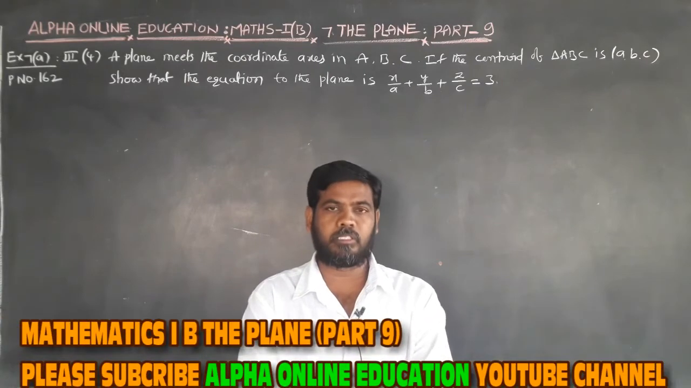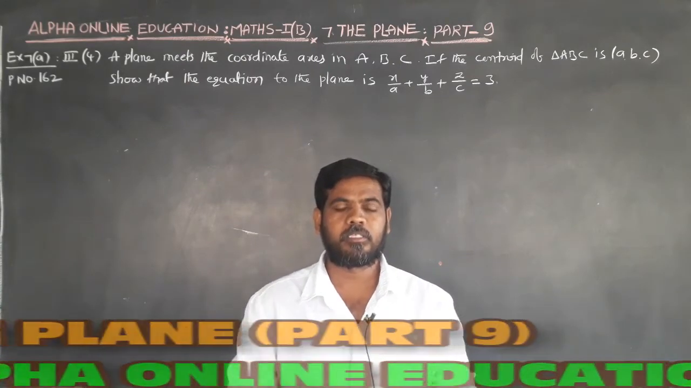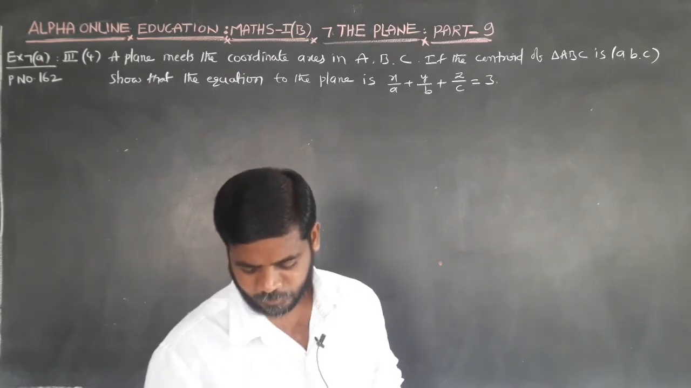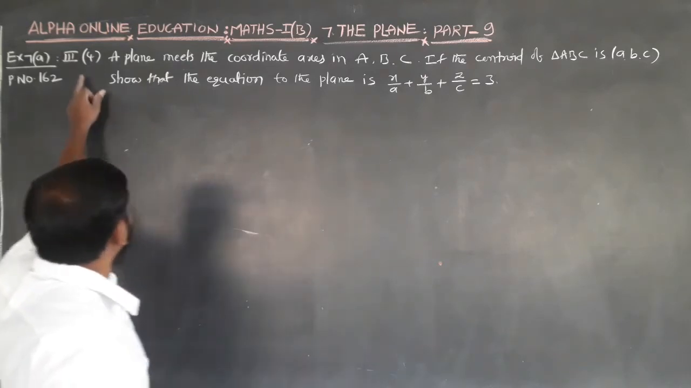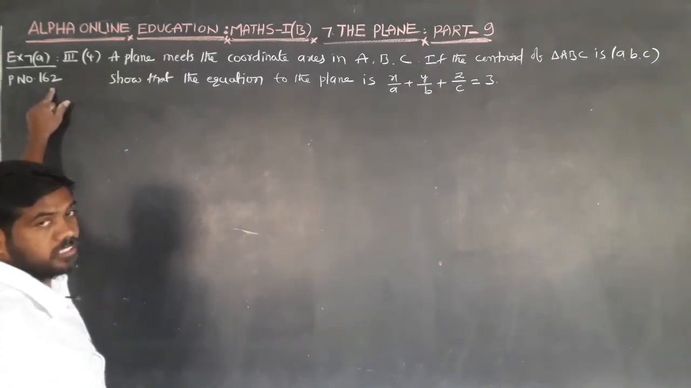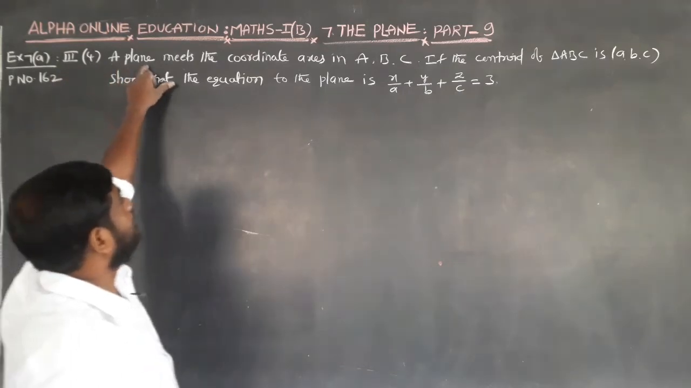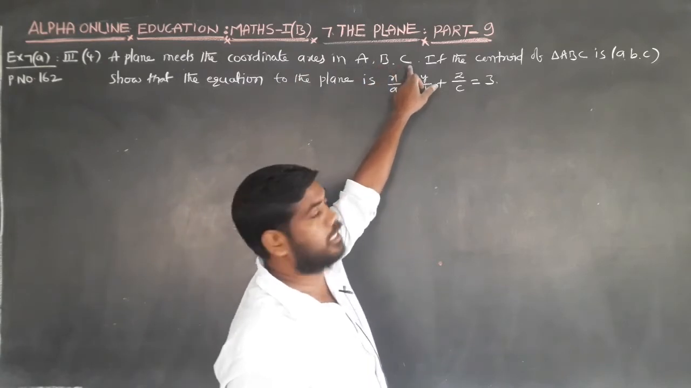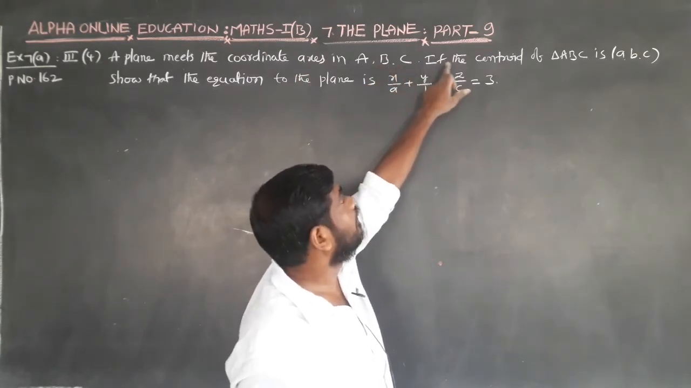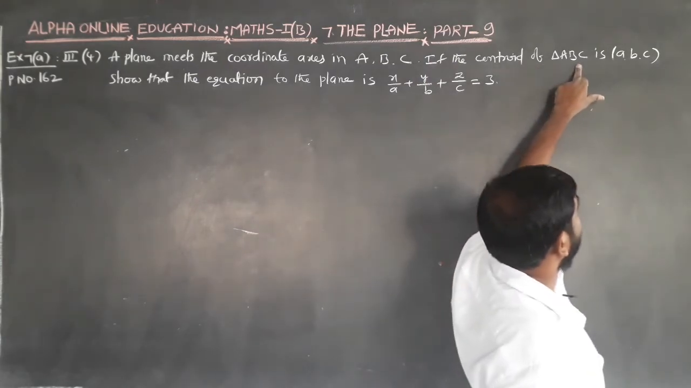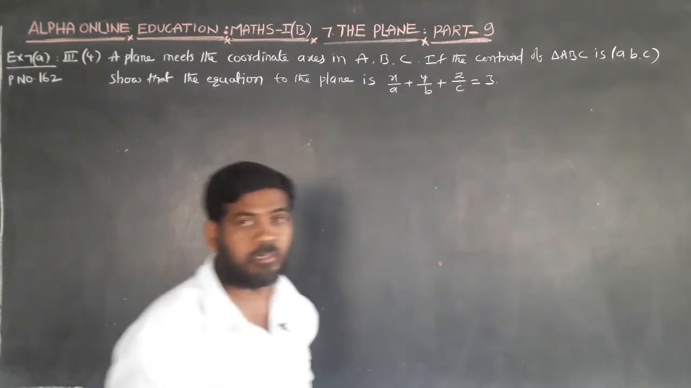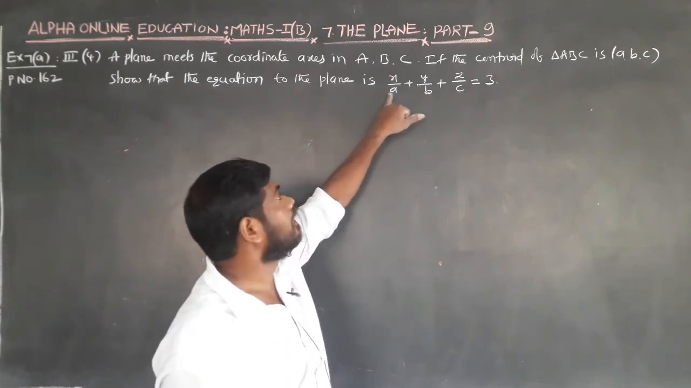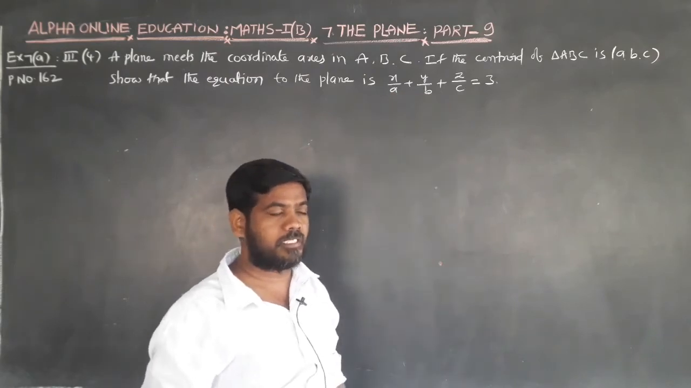Problem one, Mathematics 1B, 7th chapter, The Plane, Exercise 7(a), third bit, fourth problem, page number 169. A plane meets the coordinate axes in A, B, C. If the centroid of the triangle ABC is (a, b, c), show that the equation to the plane is x/a + y/b + z/c = 3.